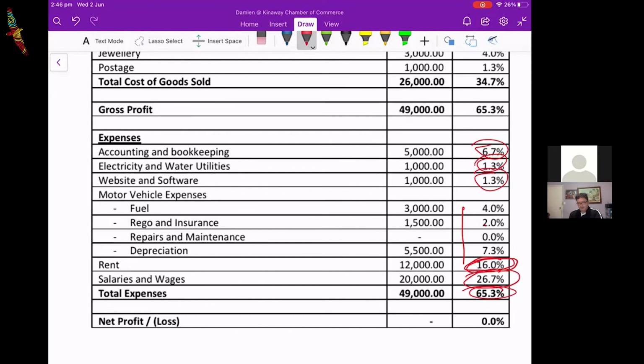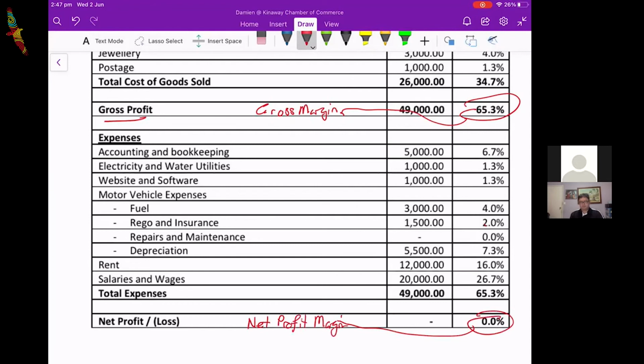So if we go back up here, sorry, I should point out also this 65.3%. That's our gross margin. If we go back to our terminology, that's gross margin, 65.3%. So gross profit as a percentage. So we go down here to our net profit and loss where we've got 0%. This is our net profit margin, as a percentage, which is 0.